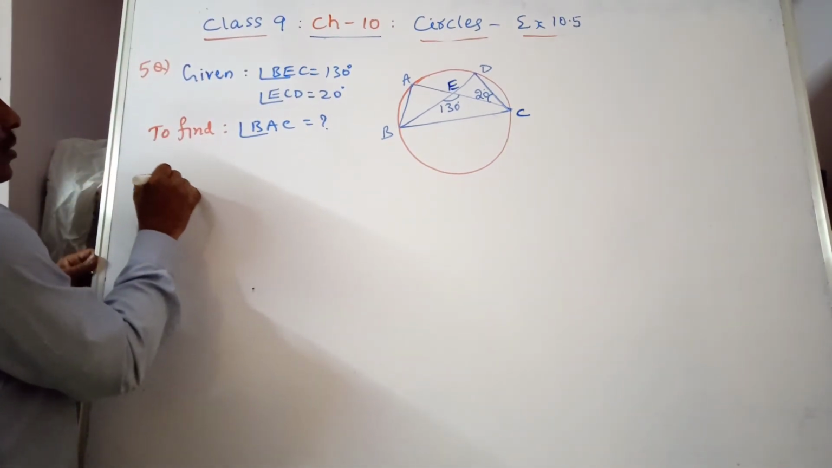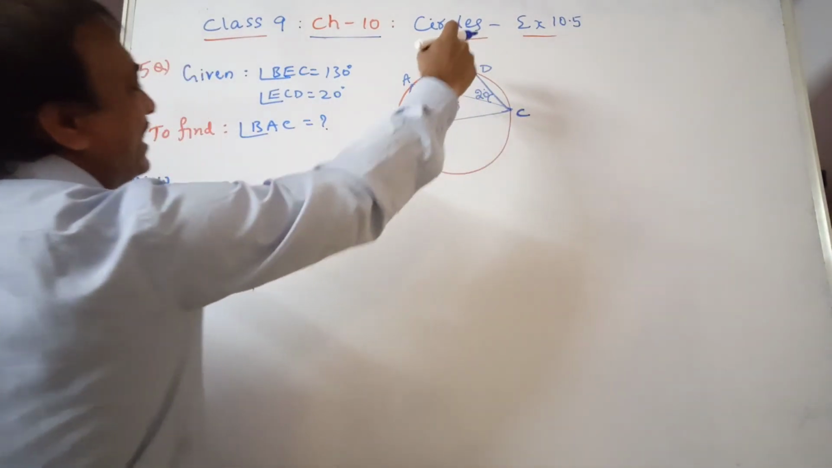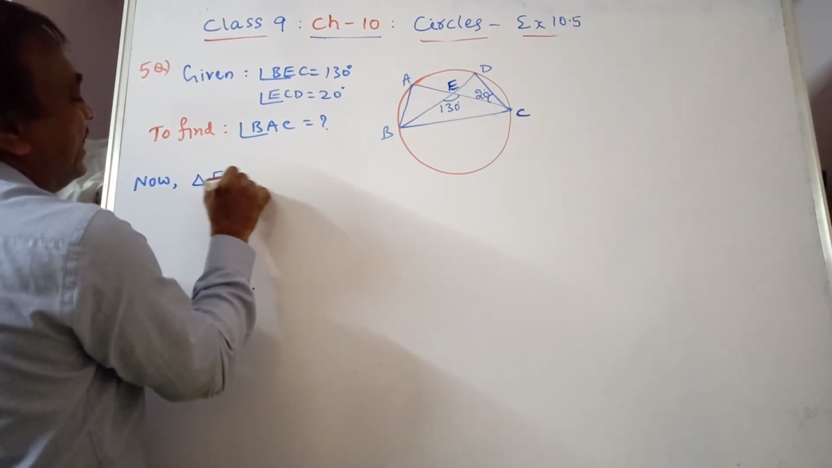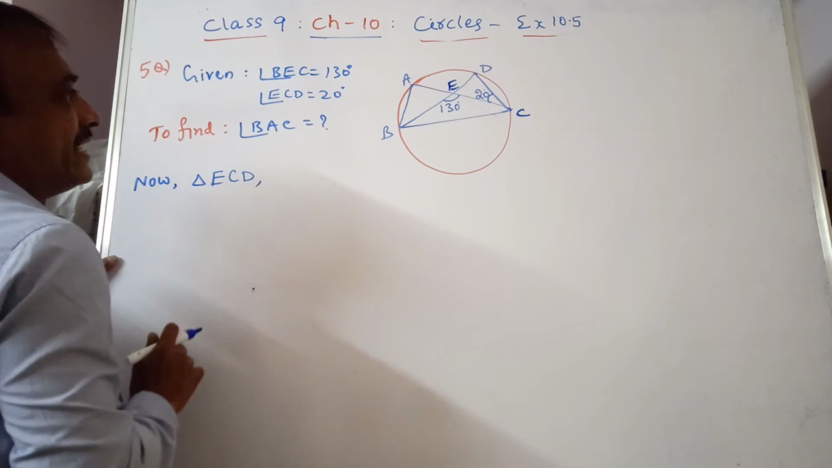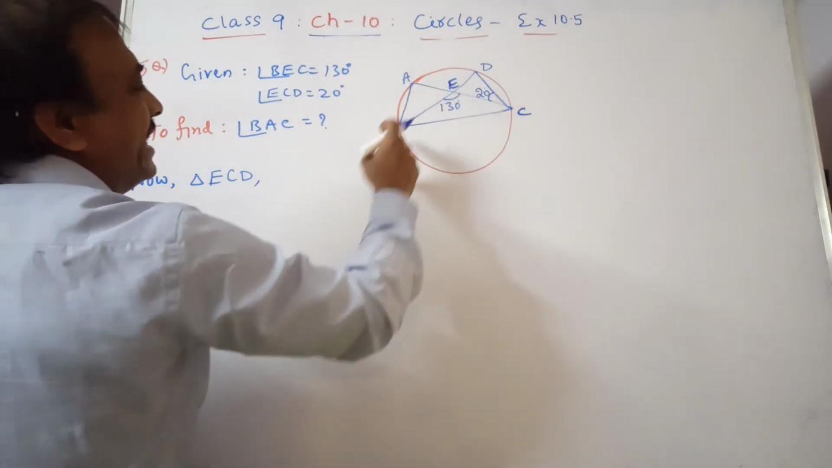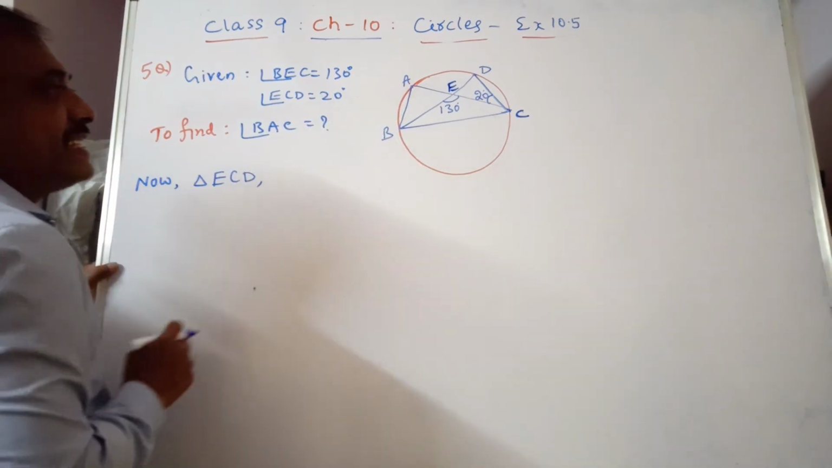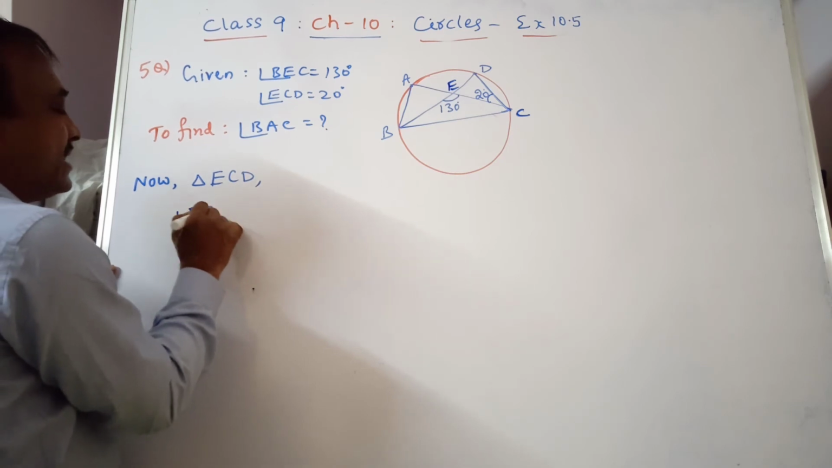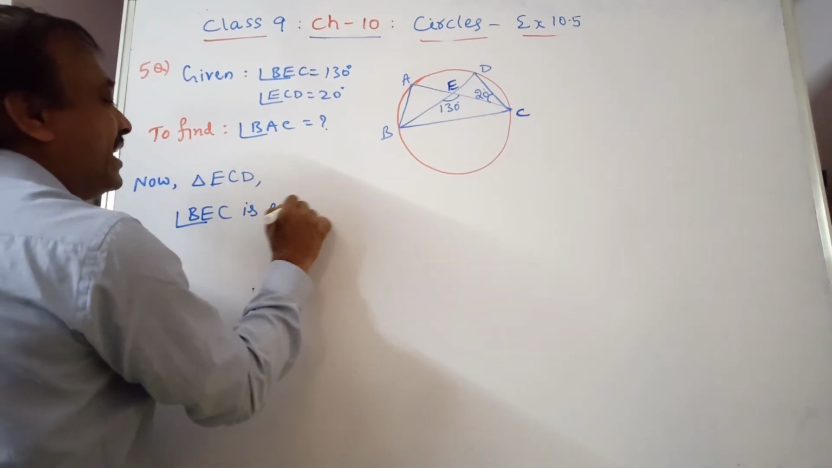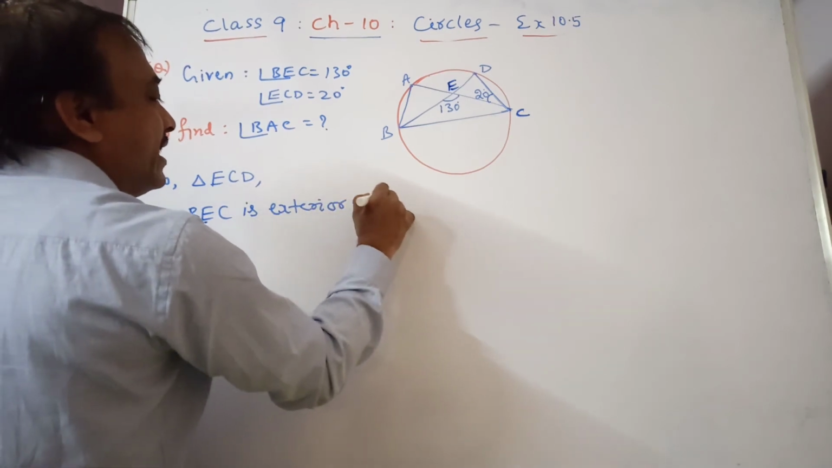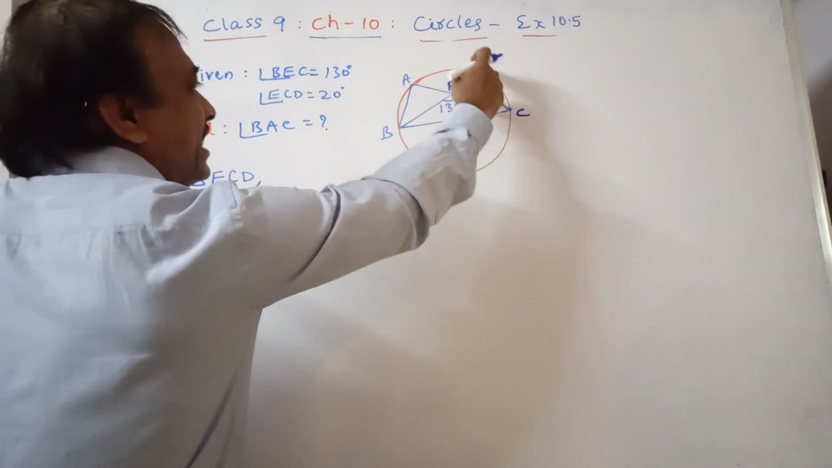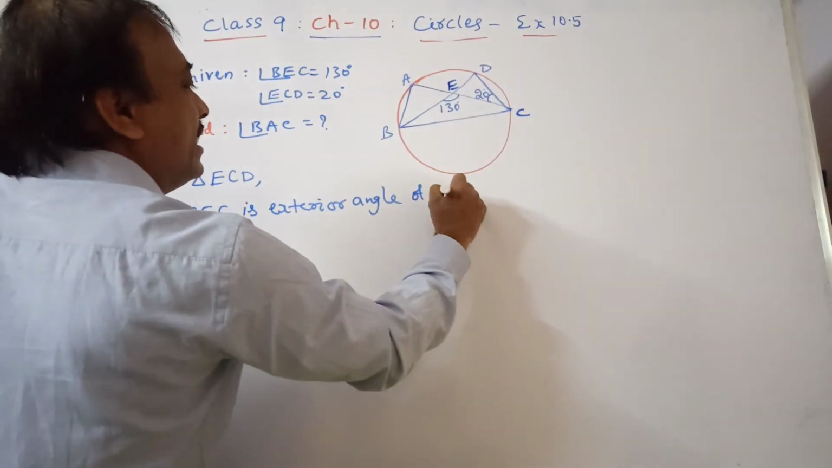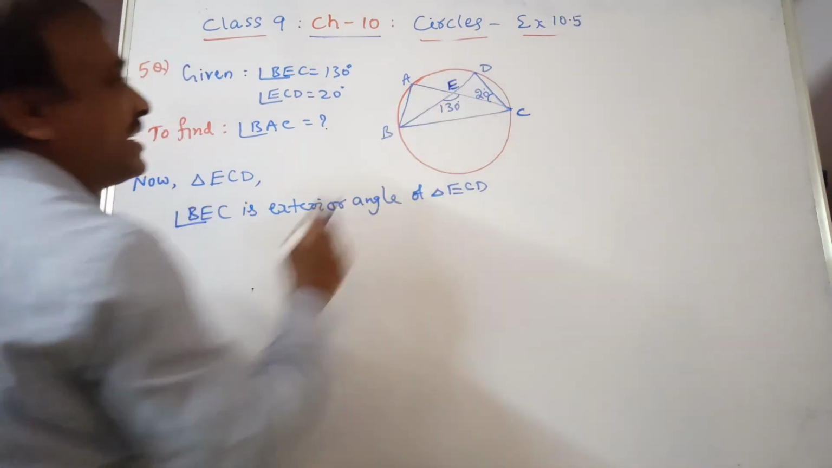Now, triangle ECD, observe it. If you take triangle ECD, what do you call angle CED or BEC? Angle BEC is the exterior angle of triangle ECD. We can consider this as the exterior angle.